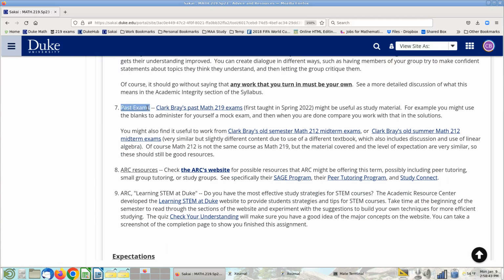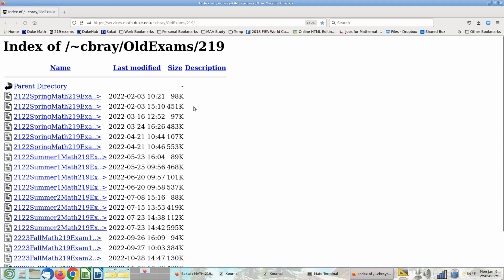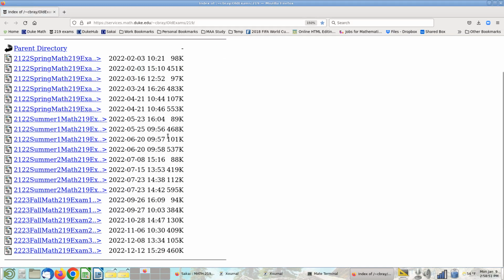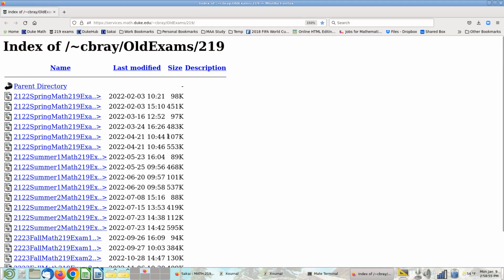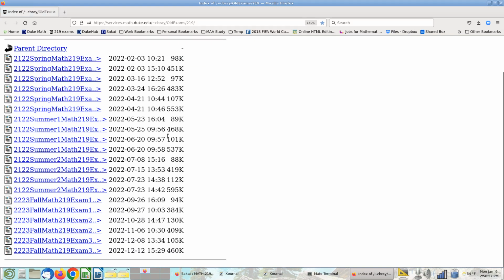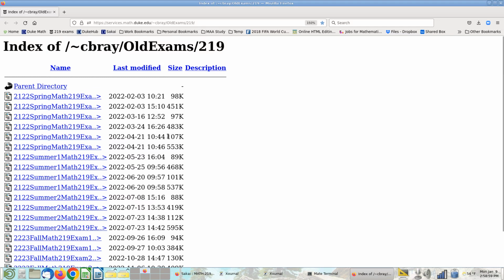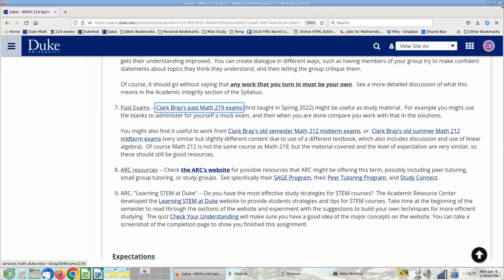So what you'll find here, there's actually 3 collections of old exams. The first is my past Math 219 exams. And the thing is, I've only been teaching Math 219 for about a year. In fact, it's only existed for a little over a year. So I don't have very many old Math 219 exams, but nevertheless, that's something. Okay, next, you'll find that there are some old Math 212 midterm exams.